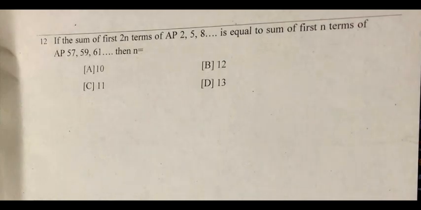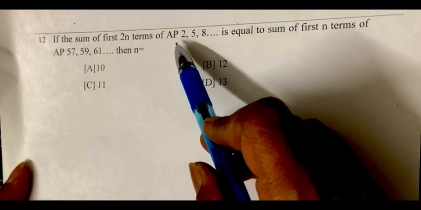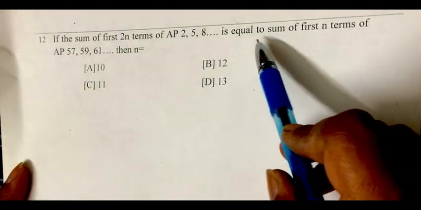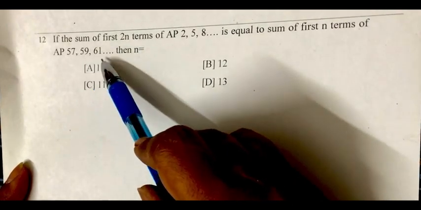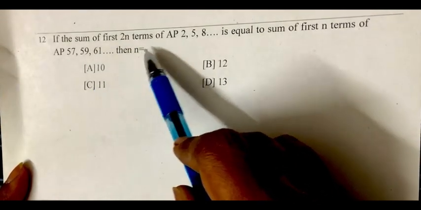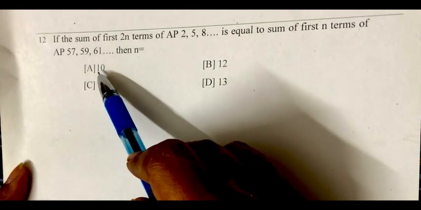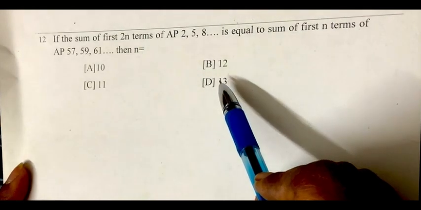Now look at question number 12. If the sum of first 2n terms of the AP 2, 5, 8 and so on is equal to the sum of first n terms of the AP 57, 59, 61 and so on, then n is equal to, we have again four options. Option A 10, option B 12, option C 11 and option D 13.